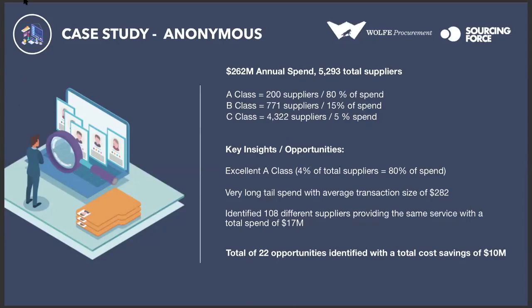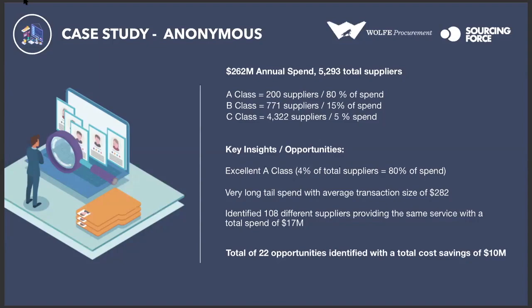Total annual spend was $262 million, and they had almost 5,300 total supplier records. In terms of the breakdown of their spend, 200 suppliers accounted for 80% of the spend. That's their A-class suppliers. 771 suppliers were 15% of their spend, B-class. And as you can see, a long tail spend of 4,322 suppliers, which was 5% of their spend.